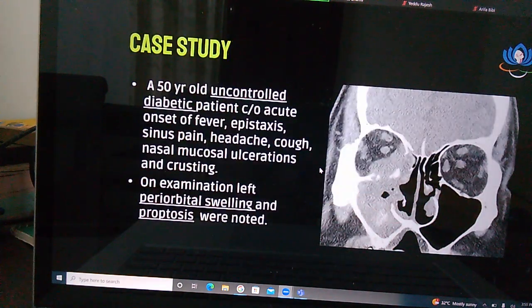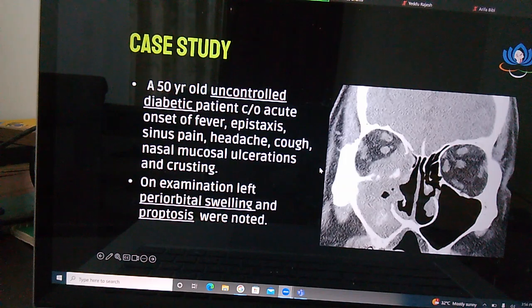Another case study: a 50-year-old uncontrolled diabetic patient, which means immunocompromised. You may have arrived at a diagnosis also. Acute onset of fever, epistaxis, sinus pain, headache, cough, and nasal mucosal ulcerations and crusting is there. On examination, the patient had left periorbital swelling, and proptosis was also noticed.